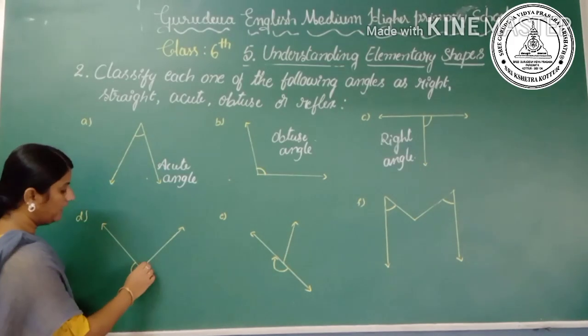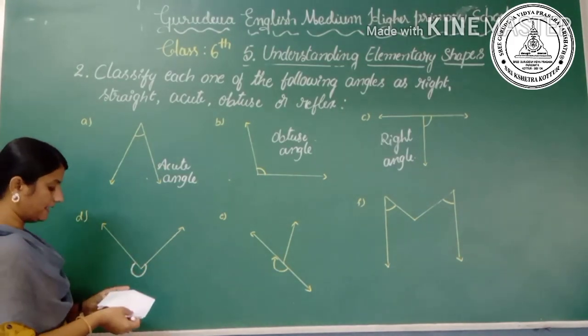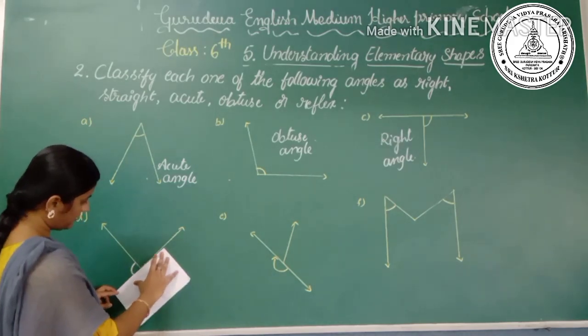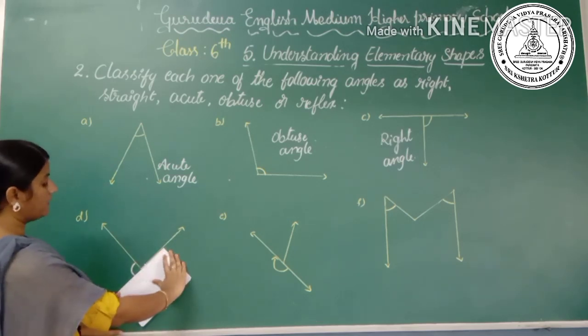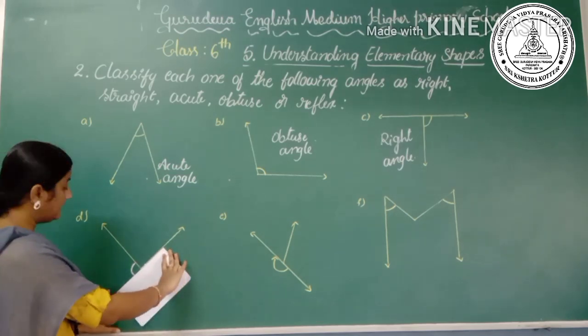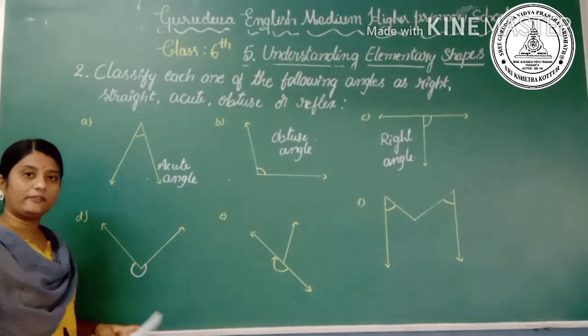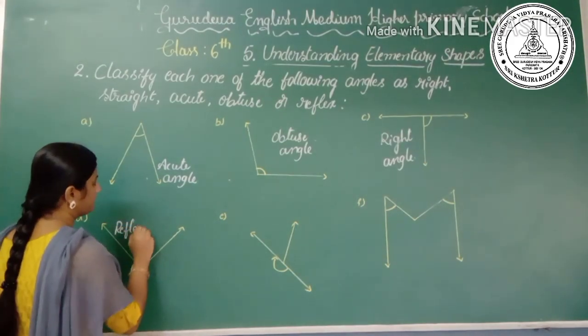Okay, then the fourth one. See here. Here there is the angle. It is greater than the straight angle. See here, there is the straight line. So it is greater than the straight angle. Then it is called the reflex angle, right? So it is the reflex angle.